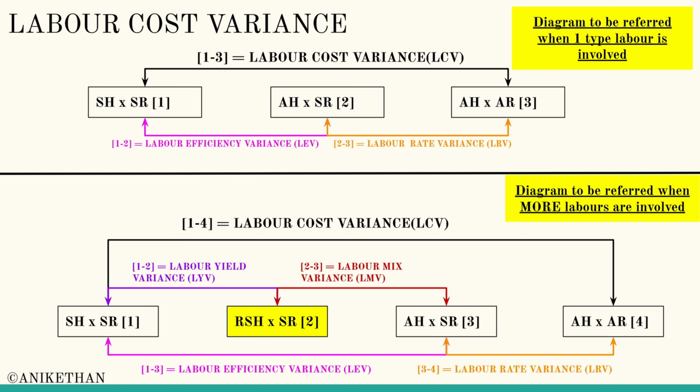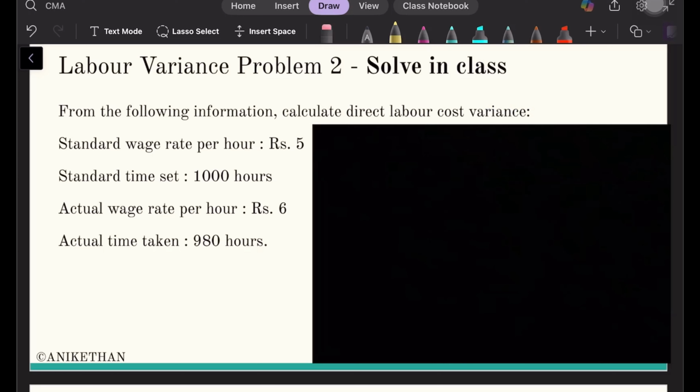From the following information, calculate direct labor cost variance. What information is given? Typically, you will have standard rate and actual rate, standard hours and actual hours. So let's go and identify and record the data. I require data in this fashion. Start with standard hours, then standard rate, then actual hours, then actual rate.